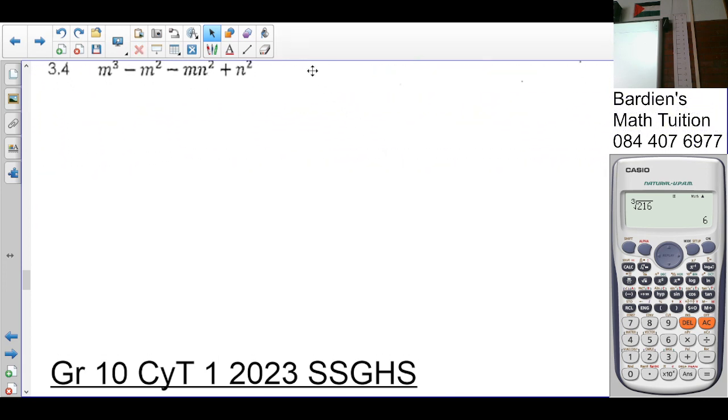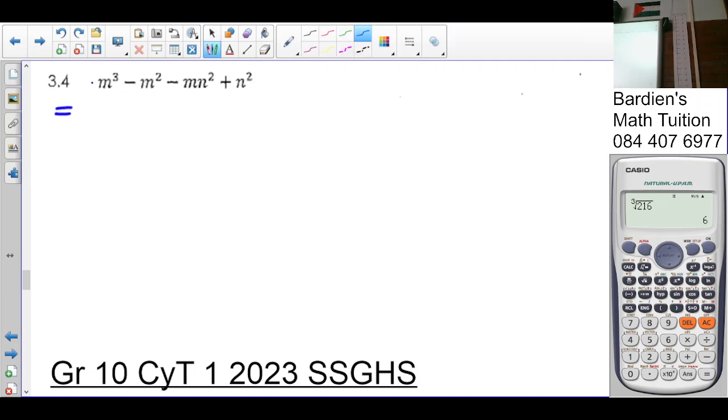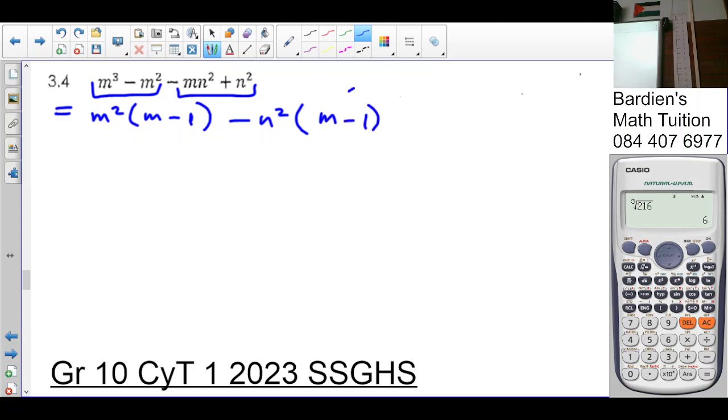3.4. 4 terms, so it's factorization by grouping. So we're going to group the first two. As you can see, m squared is common there, so I'm left with m minus 1. And negative n squared is common, which is m minus 1. Many made a mistake there. They wrote plus 1. Remember that negative n squared times m is negative mn squared, and negative n squared times negative 1 is positive n squared.